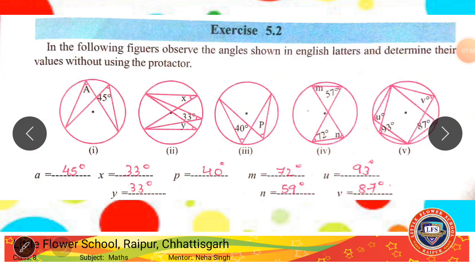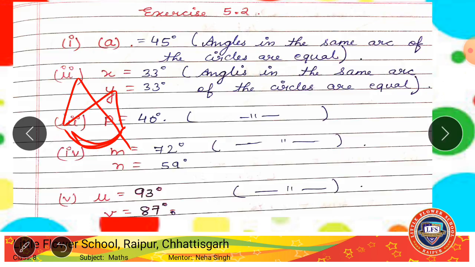Moving on to the next, 5.2. In this you need to find the values of the angles. See, if this is 45 degrees, angle A will also be 45 degrees. Why? Because if we are talking about this arc, this angle is on the same side, so angles in the same arc of the circle are equal. They are on the same arc, so it is equal to 45 degrees, right?